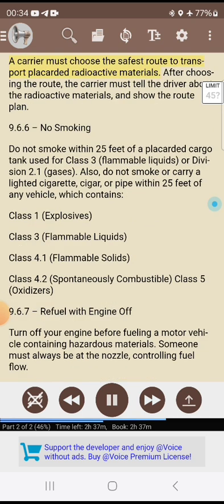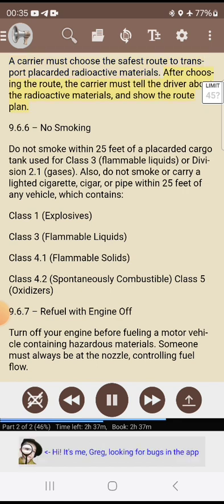A carrier must choose the safest route to transport placarded radioactive materials. After choosing the route, the carrier must tell the driver about the radioactive materials, and show the route plan.